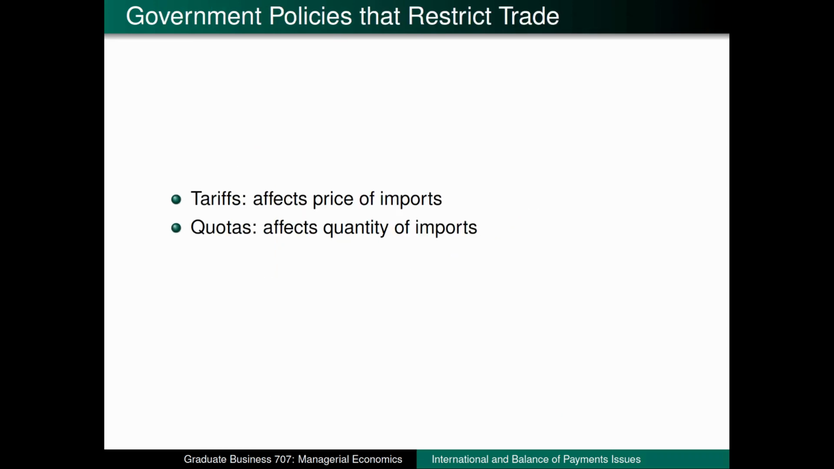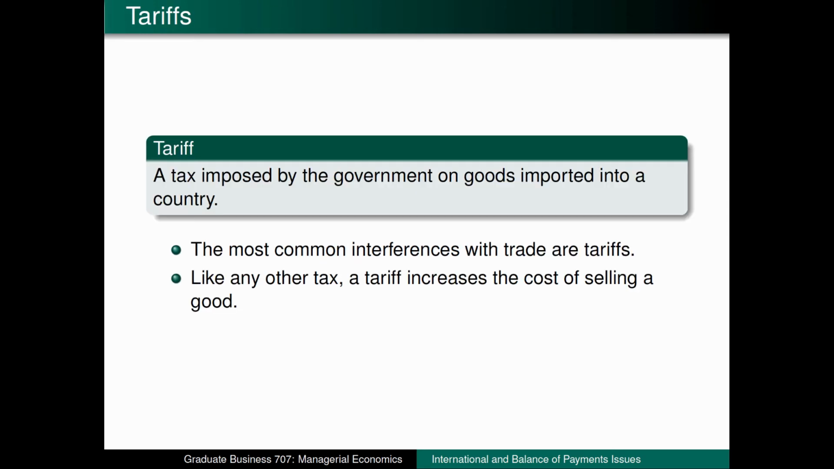Since free trade is bad for domestic producers, they might lobby the government to restrict free trade. The government might oblige by imposing either a tariff or a quota. You can think of a tariff as a tax on imports, so this would directly impact the price of the product like ethanol. On the other hand, a quota is a limit on the quantity of imports, so this would directly impact the quantity of the product like ethanol. We'll take a look at each of these policies separately and investigate how it affects the free trade graph we just discussed. So again, a tariff is a tax on imports.